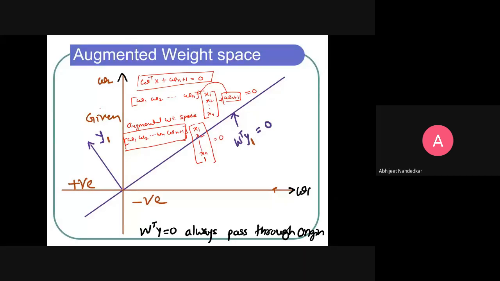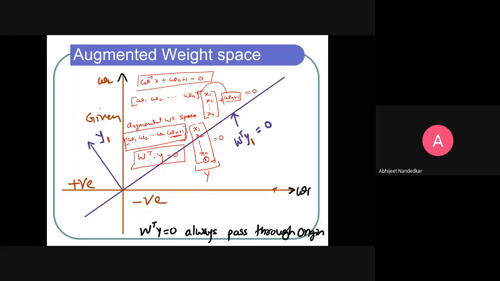Augment means you are adding some dimension. So this is added. Now similarly we are adding 1 to the feature space. So this is the n plus 1th dimension. I will call this new vector y now, and this is the same as w. So with this new w and this y, w transpose y equals 0. This is our equation in augmented weight space.